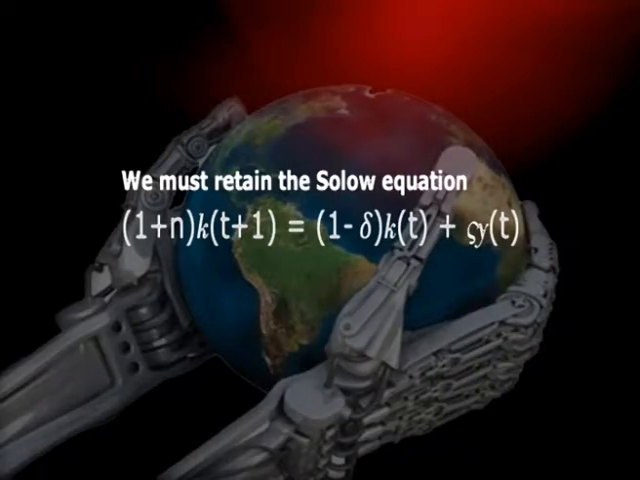What should we remember here? We must retain the Solow equation (1 + n)k_{t+1} = (1 - δ)k_t + σy_t, which explains an important conclusion of this model: the new per capita capital stock k_{t+1} can be obtained by depreciated per capita capital (1 - δ)k_t and per capita savings σy_t, but population growth drags down the growth of the new per capita capital. The larger the population growth, the lower will be the per capita capital in the subsequent period and hence lower output.